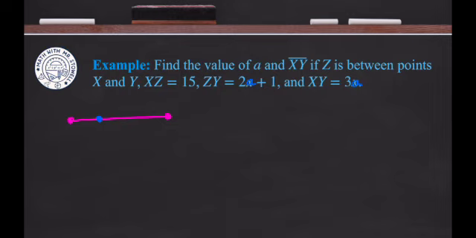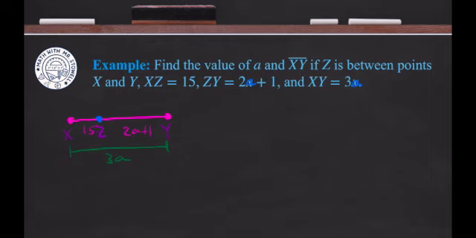So we know Z is between X and Y. Between means that they are collinear and that it is between those other two. So let's put X and Y on the ends, and Z is somewhere between, somewhere on that line segment. We know that X to Z is 15. We know Z to Y is 2A plus 1. And we also know that X to Y is 3A.